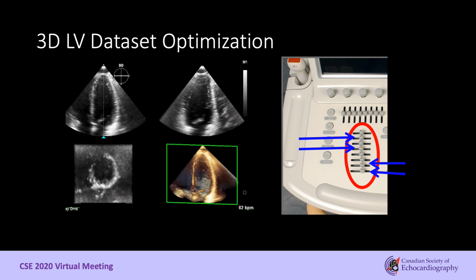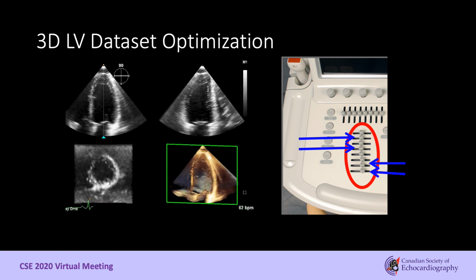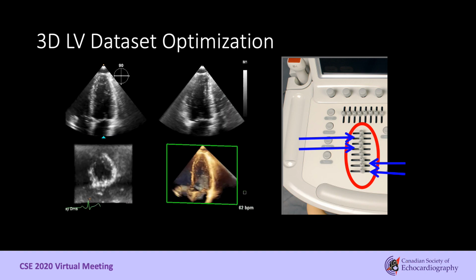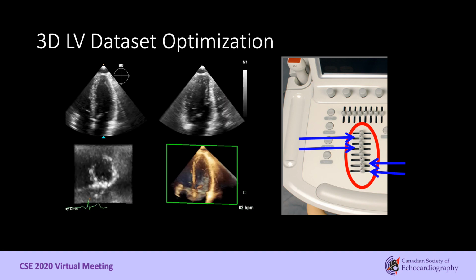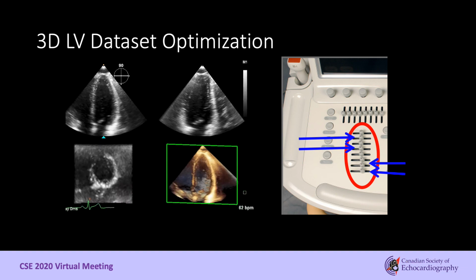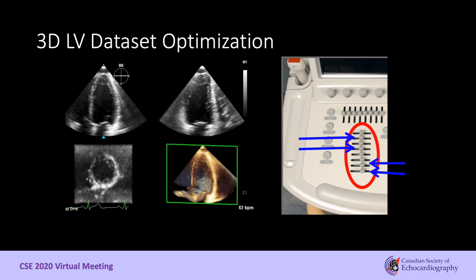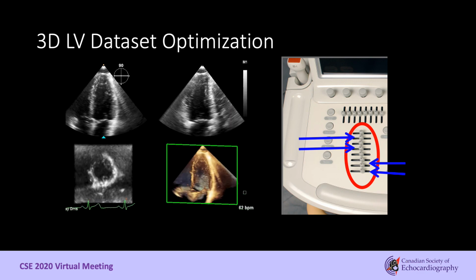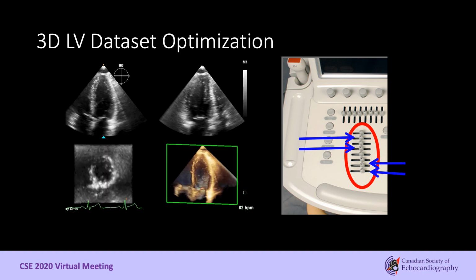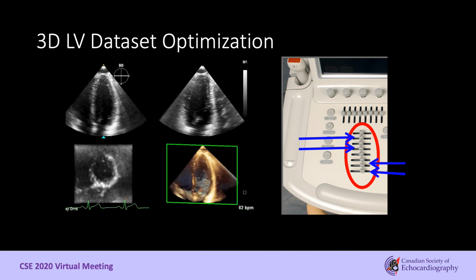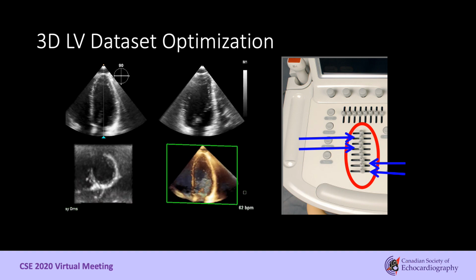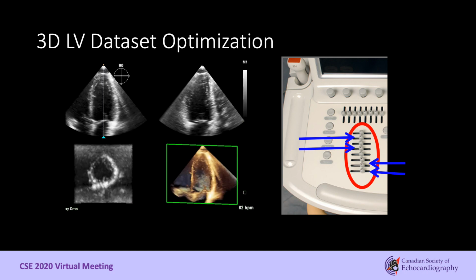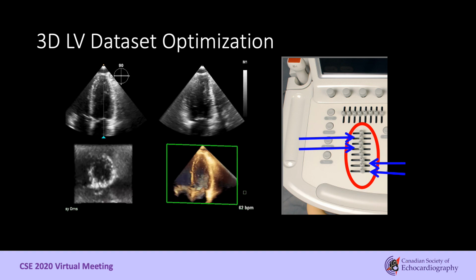Similar to 2D echocardiography, dataset optimization is important for acquiring reliable volume measurements. You want to use the multiplane view to ensure that the entire left ventricle is within your 3D pyramid. You also want to make sure that the endocardial border definition is good in all views and that there is no dropout in systole or diastole. People generally recommend slightly overgaining the data set to ensure that you have an analyzable data set.